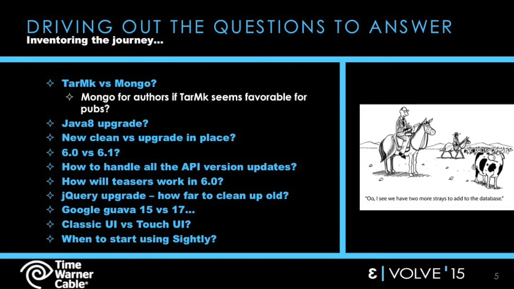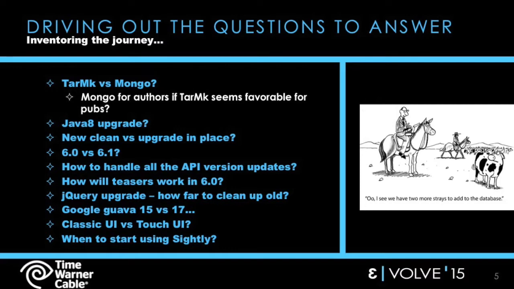Then for us, we started this just as 6.0 was coming out, and then 6.1 was planned. And so do we go with 6.0? Do we go with 6.1? And then all those different API version updates, what are we doing with that?